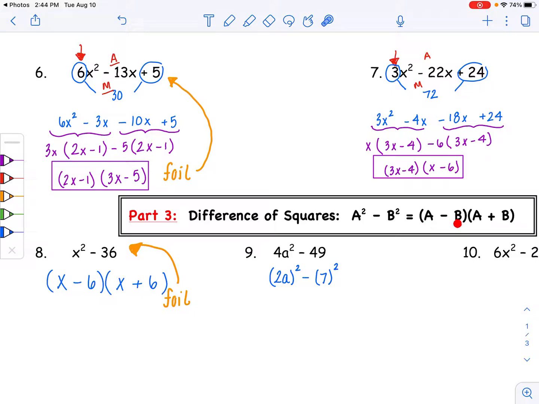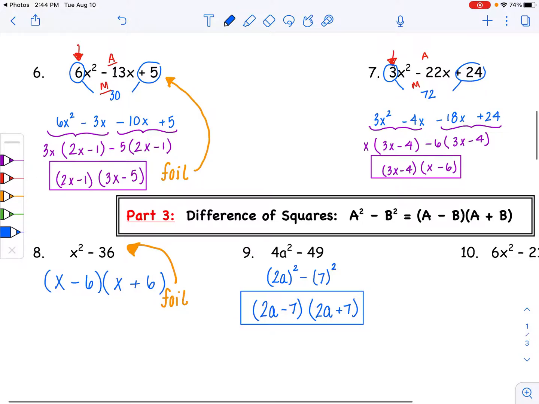A is 2a, b is 7. And we just plug in. So one is 2a minus 7, and the other is 2a plus 7. This is a difference of perfect squares.